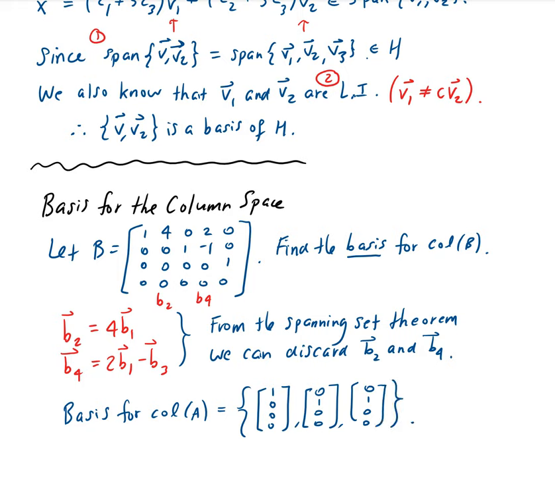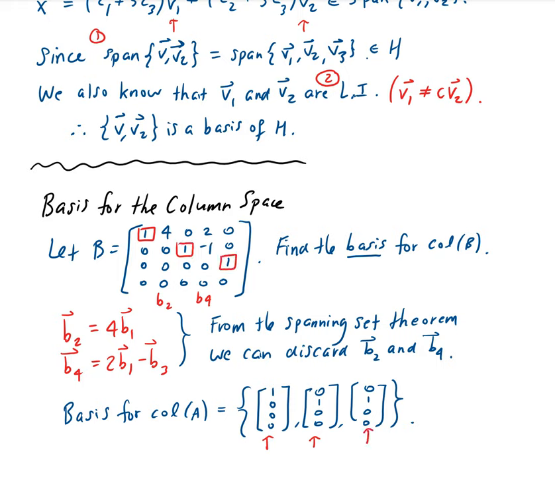One thing you should notice from this is that there's an easier way to get the basis of the column space of B. Each one of the vectors in the basis corresponds to the pivot in that same column. For the first one, there's a pivot there. For the second one, there's a pivot in this column, and for the third one, there's a pivot here.